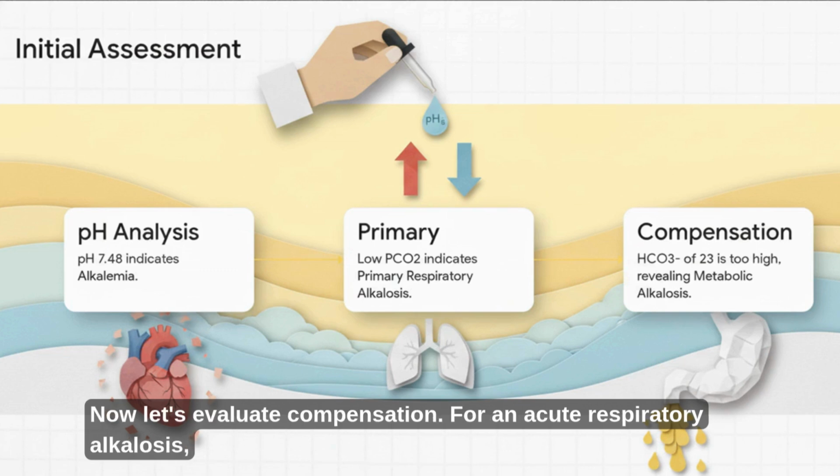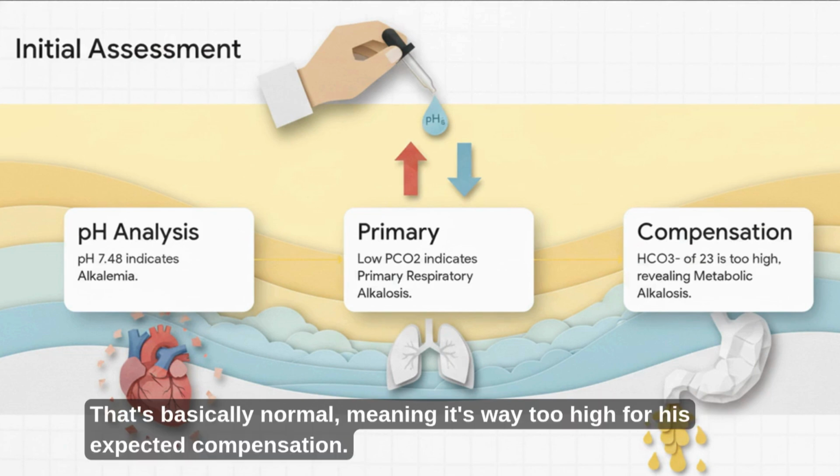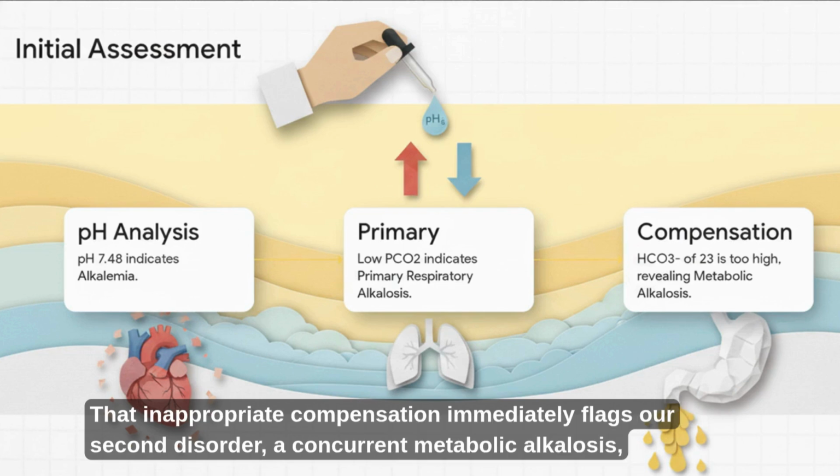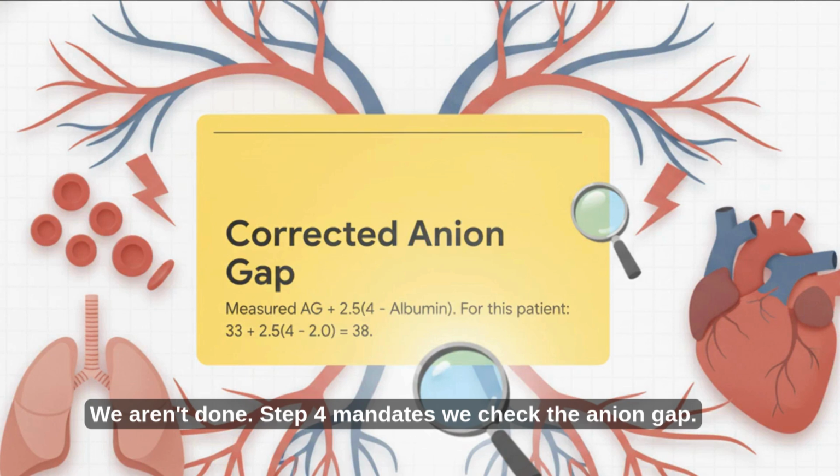Now let's evaluate compensation. For an acute respiratory alkalosis, the bicarb should drop, but his bicarb is 23. That's basically normal, meaning it's way too high for his expected compensation. That inappropriate compensation immediately flags our second disorder, a concurrent metabolic alkalosis, perfectly explained by his 5 days of severe vomiting. But wait, we aren't done.